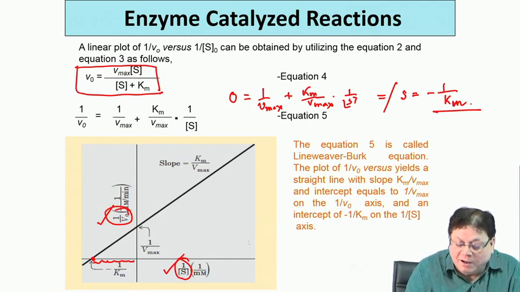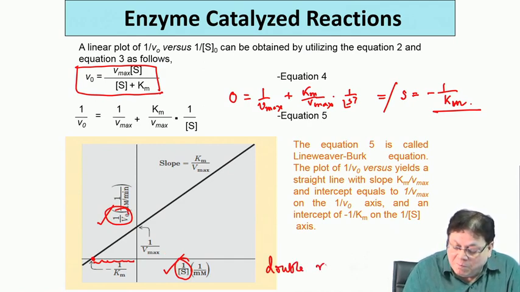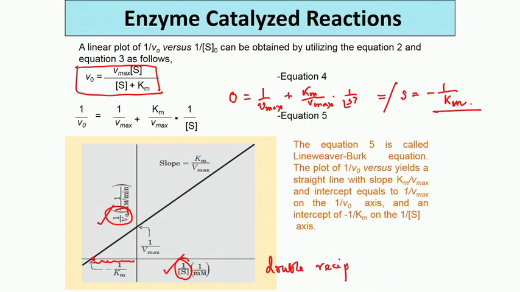This is what is called a double reciprocal plot. It is also known as the scientists who did this showed how to convert the Michaelis-Menten equation into a linear form. So, that is also called the Lineweaver-Burk plot.